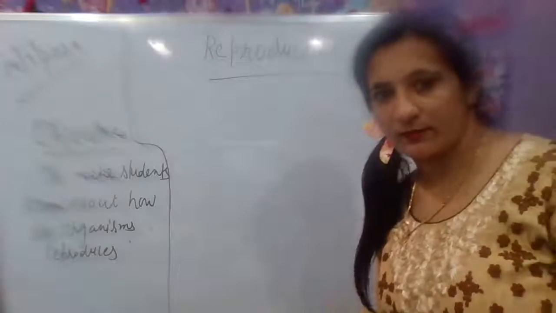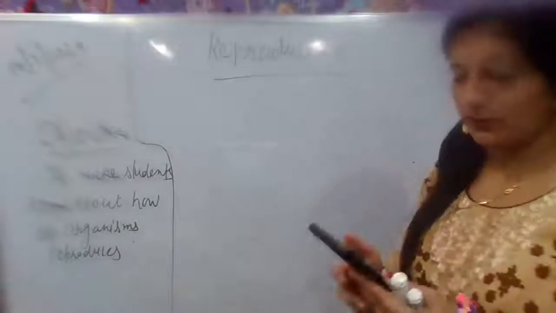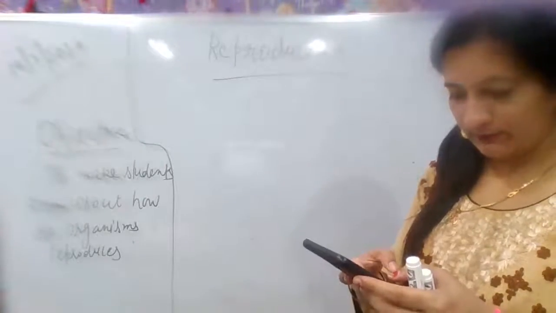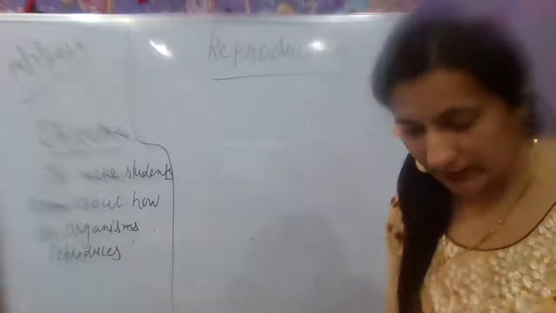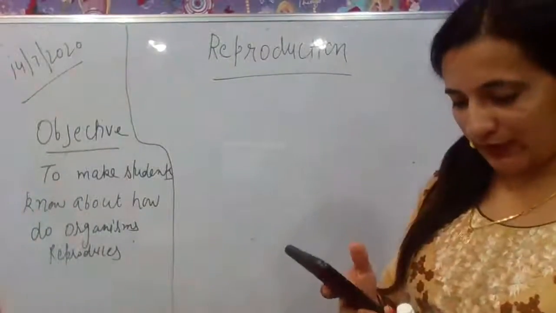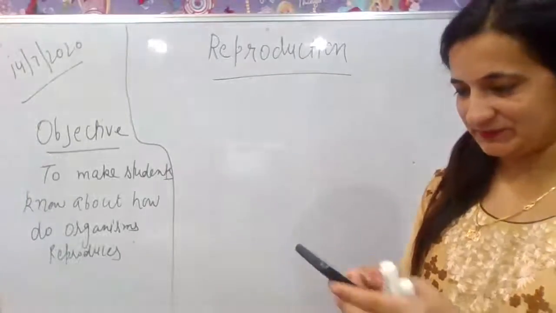The board is not clear, children. Wait. Now it is clear. Muskan present. Puneet present. Okay. I think now it is clear. Thank you, Puneet, for suggesting that the lens of the camera needs to be cleaned. Now I think it is clear. Thank you, Puneet.